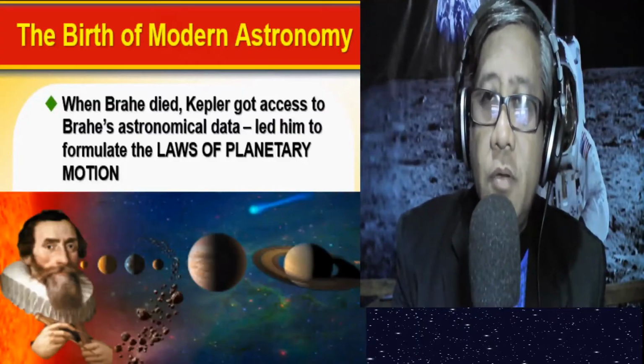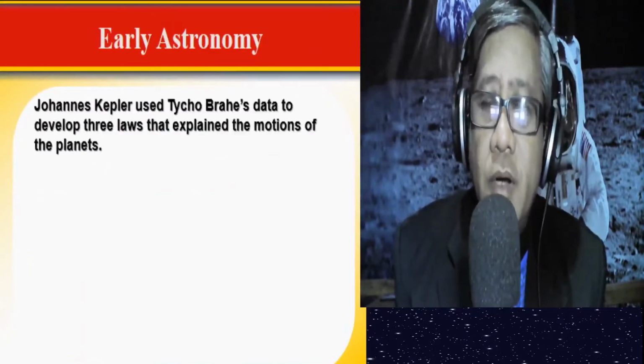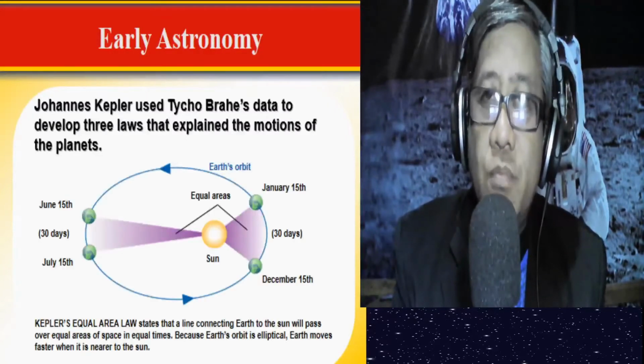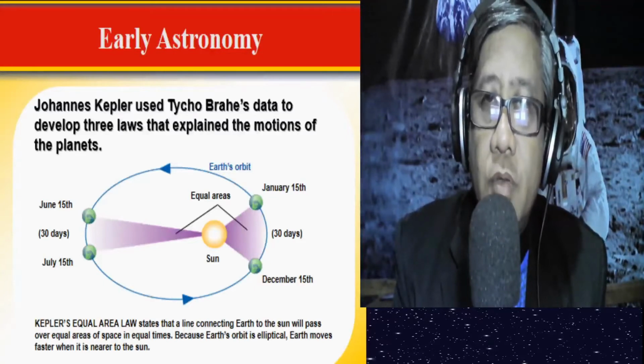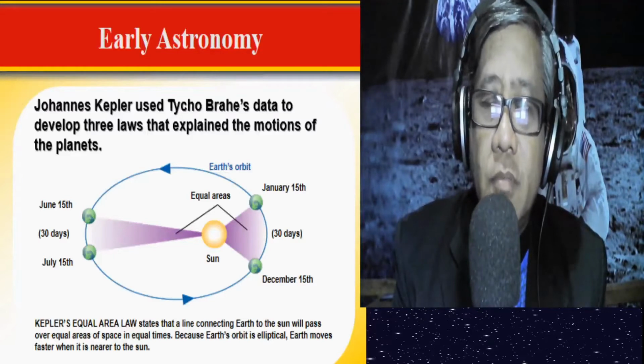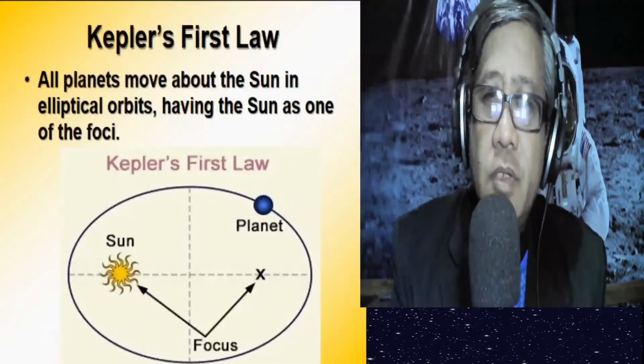So when Tycho Brahe died, Kepler used Brahe's data to develop the three laws of planetary motion that explained the movement of the planets. So at this point, let us now go into the details of the laws of planetary motion by Johannes Kepler. Okay, this is the first law.